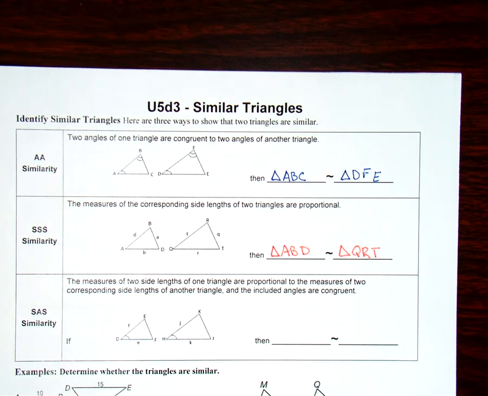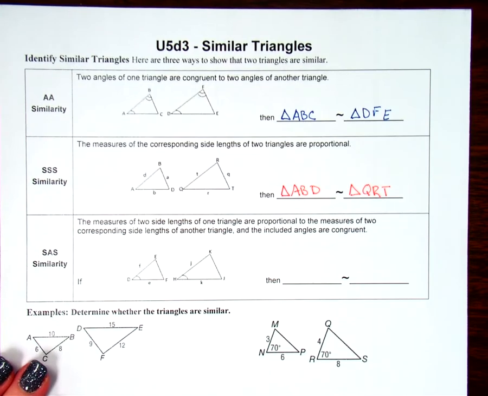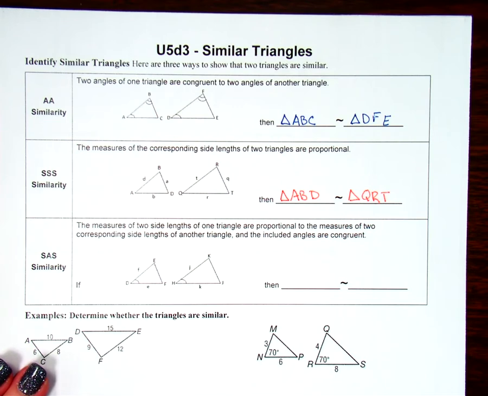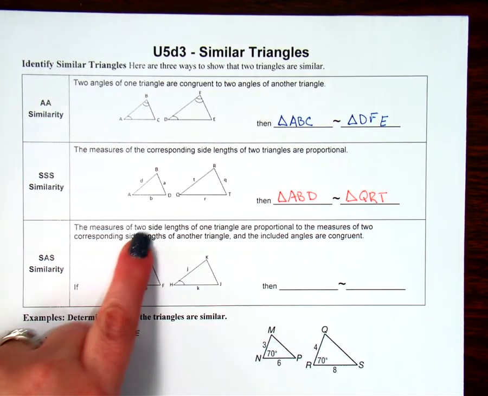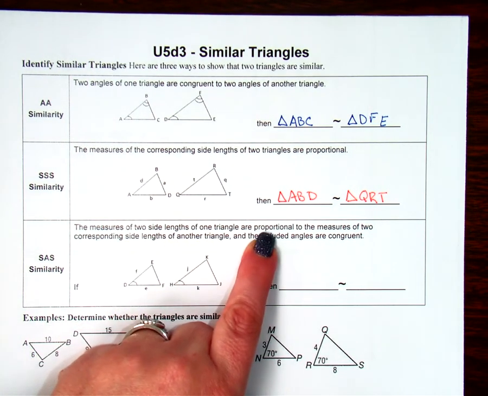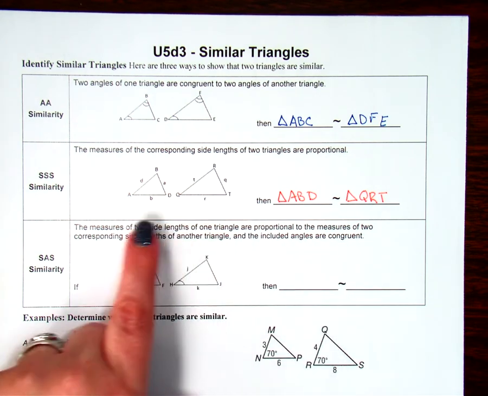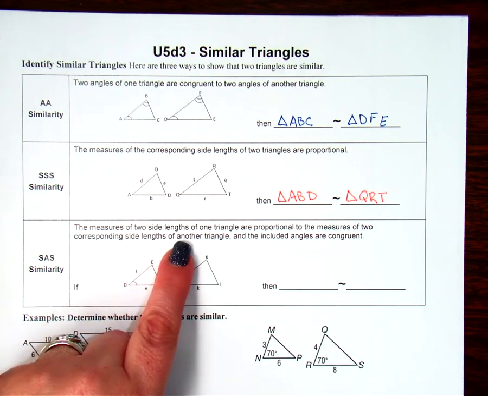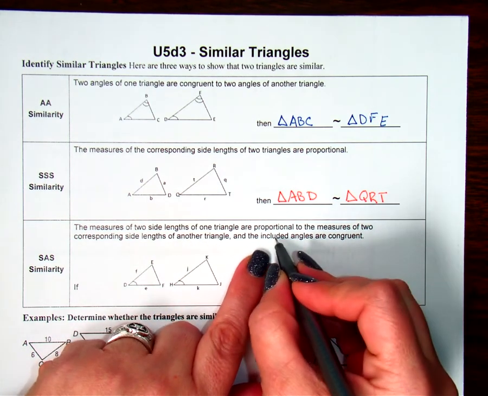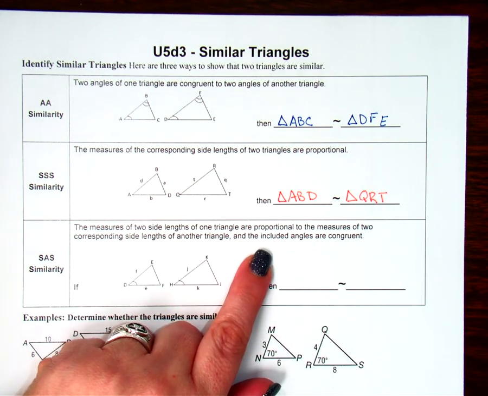And then there's only one more. So we had 5 when we did congruent triangles. There's only 3 for similar triangles. My third one is the side-angle-side similarity. Okay, and that is the measure of 2 side lengths of one triangle are proportional, so you're going to do your fractions, to the measures of 2 corresponding side lengths of another triangle, and the included angle is congruent.